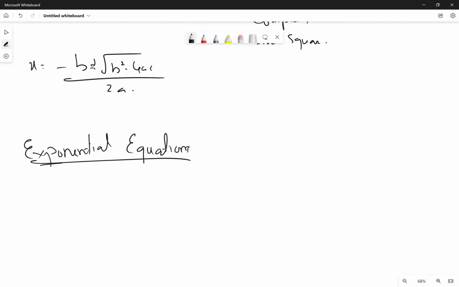So the exponential equations are basically all the equations that have equations in form of the exponents. Exponents are the powers, right? For example, 2^(x+3) is equal to 32. Now what is this? This is an exponential equation.